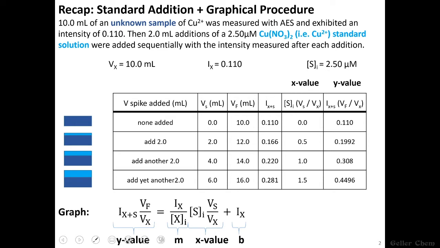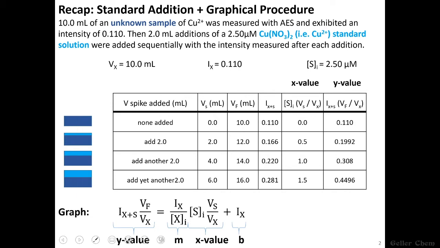In this experiment we measure it with AES and it exhibited an intensity of 0.110. So the intensity of the unknown is 0.110. Then 2.0 milliliter additions of this standard known concentration of 2.50 micromolar copper nitrate were added sequentially. In other words, we started with just the unknown, and then we added 2 milliliters of standard, 2 more milliliters of standard, and then 2 more milliliters of standard. And all the while, we're measuring the intensity after each addition, and the signal gets stronger and stronger, which makes sense because we're adding more and more copper to the mixture.